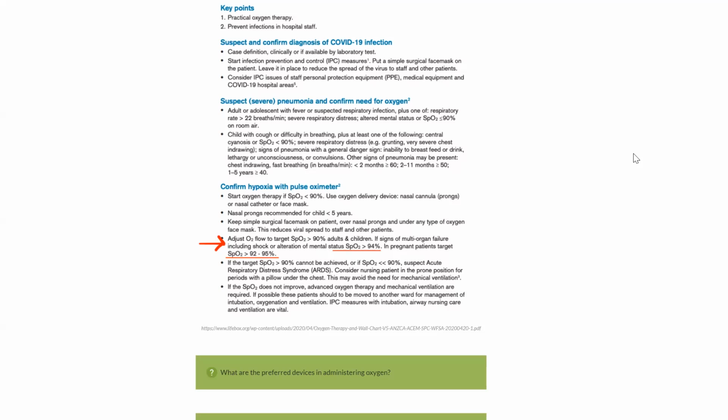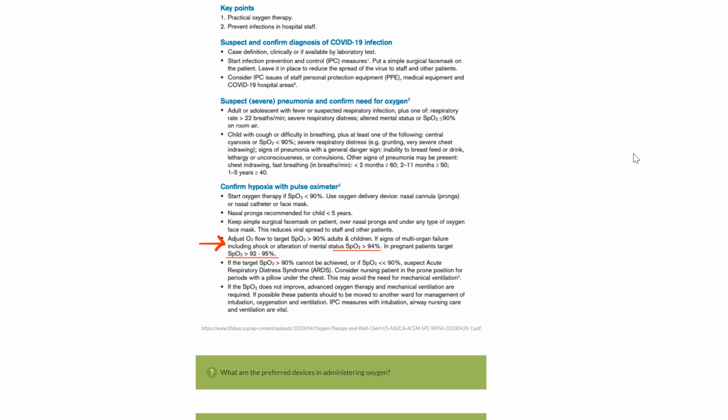The child will be coughing, difficulty in breathing, and at least one of the following. And remember when you did the PID series, some of these things were the danger signs that you need to watch out for. If you see cyanosis, if you see saturations that are less than 90, there is distress like grunting, severe chest indrawing, signs of pneumonia, inability to breastfeed. So you look out for these signs.